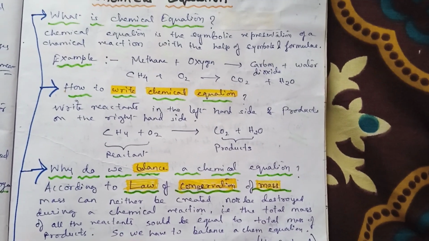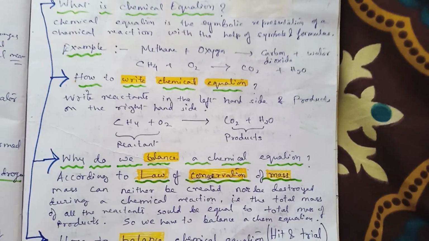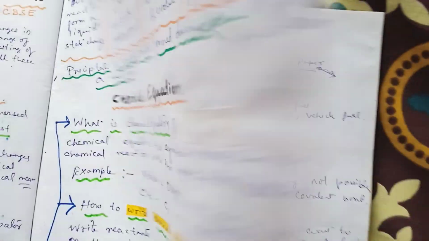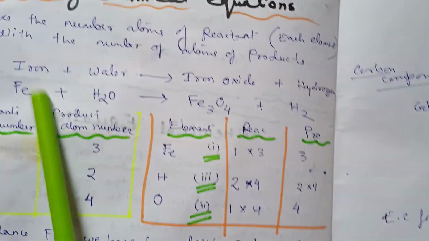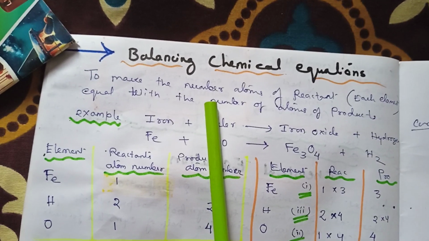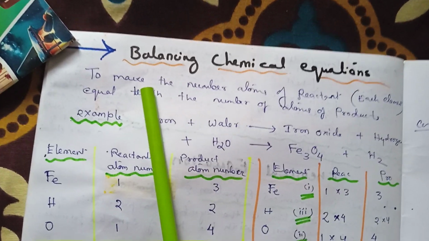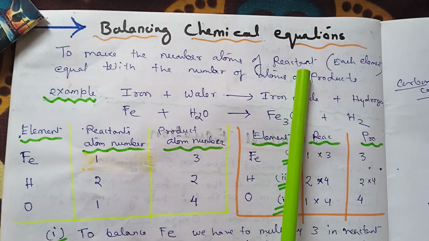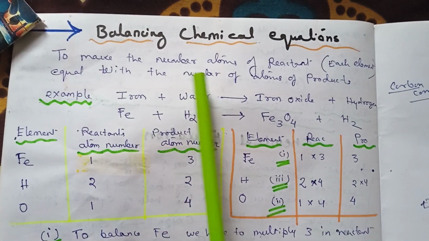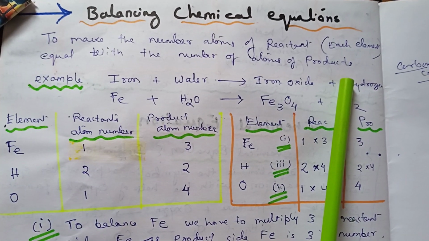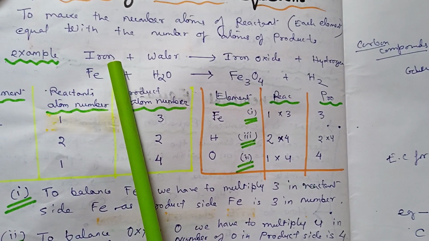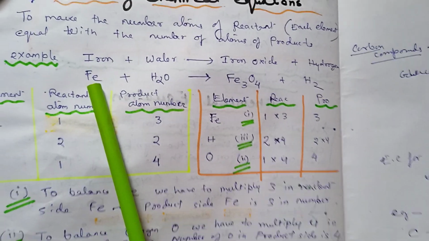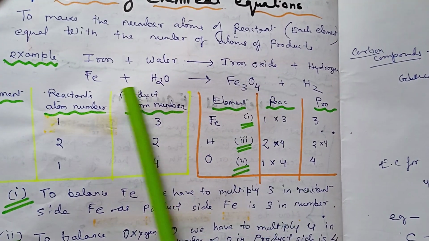Now we will see how to balance a chemical equation. To balance a chemical equation, we have to make the number of atoms of the reactants equal to the number of atoms of the products. For that, take the example of a reaction of iron with water. Here is the chemical equation.